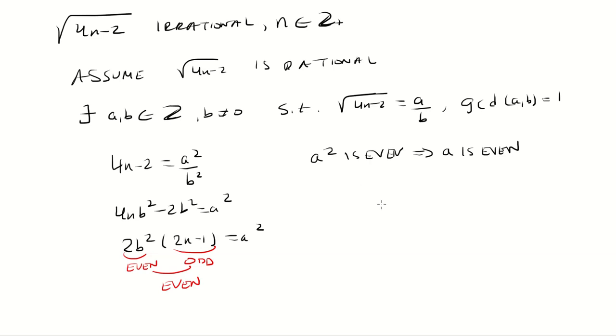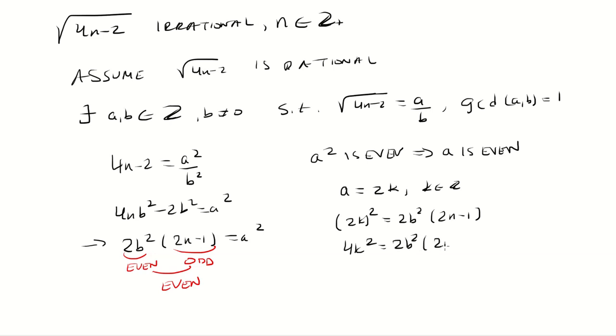Okay. Now, since a is even, we're going to let a equal 2k for some integer k. Let's plug it into this equation right here. So a squared would just be (2k) squared equals 2b squared times (2n minus 1). (2k) squared is 4k squared equals 2b squared times (2n minus 1).